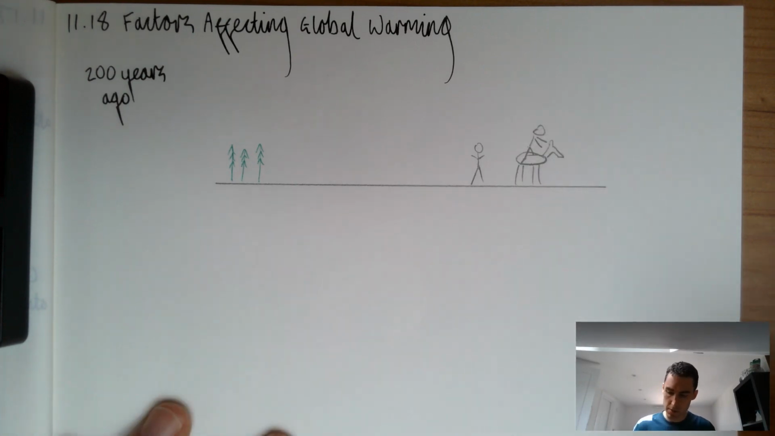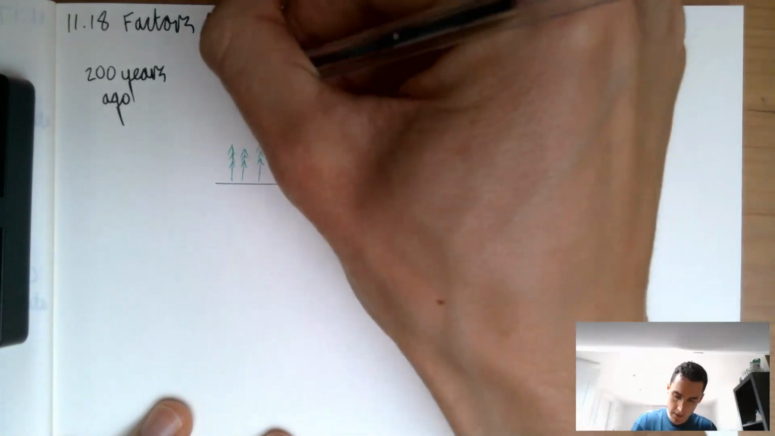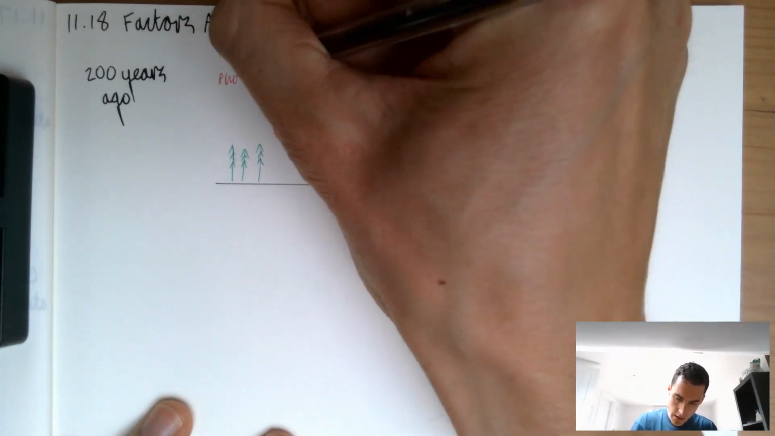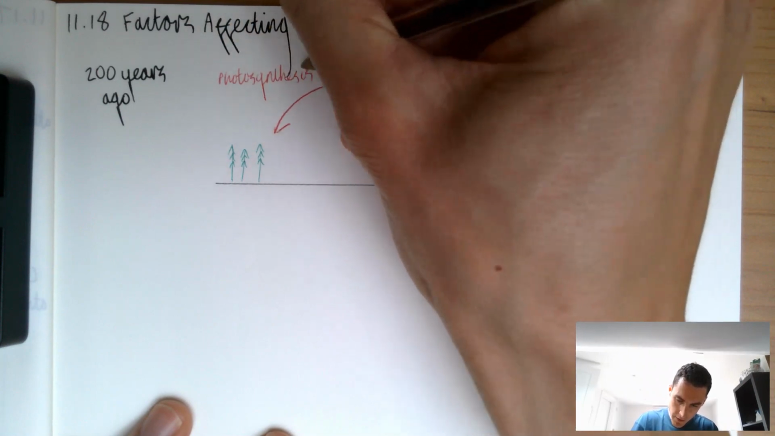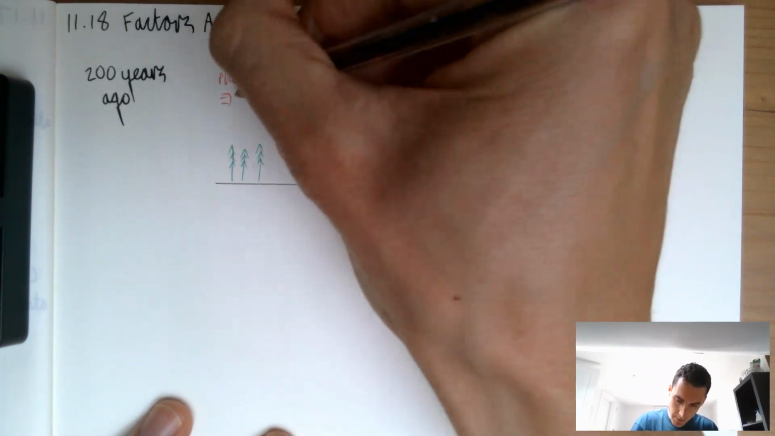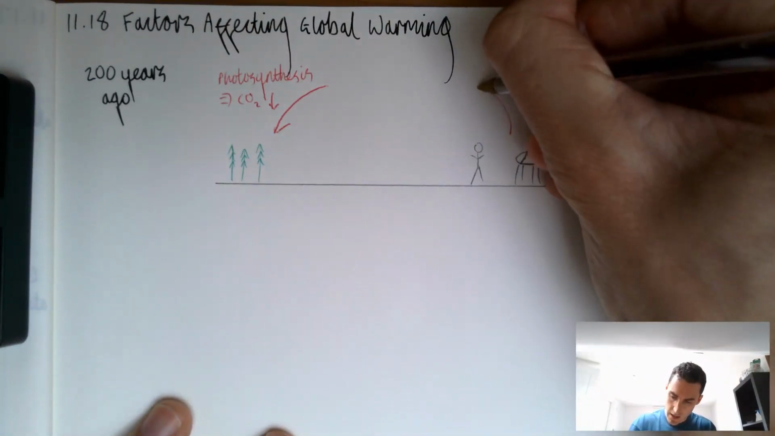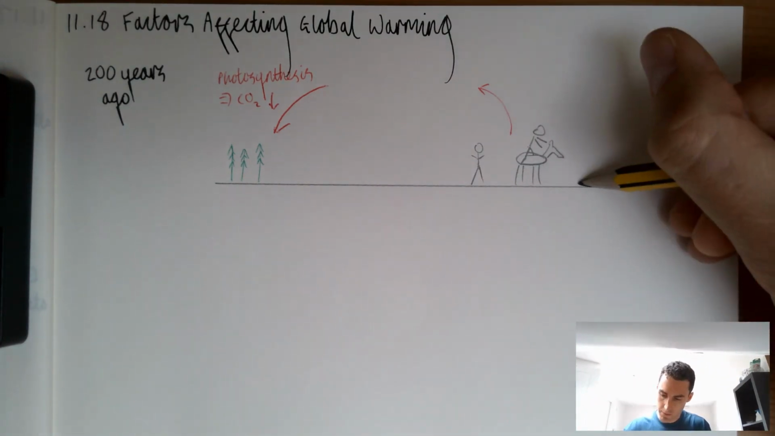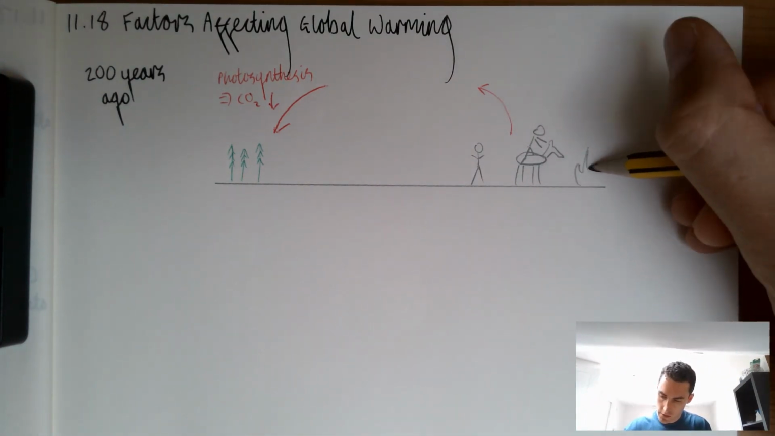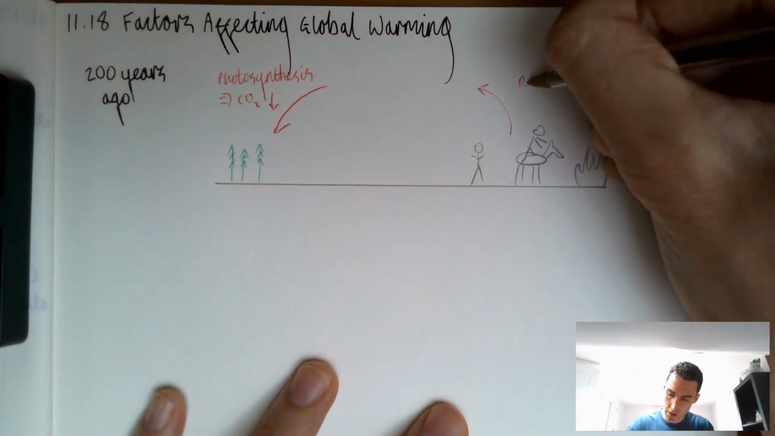So we've got this balance between photosynthesis, which is happening here. I'll put photosynthesis is removing carbon from the atmosphere, so I'll put CO2 decreases. And here, respiration, and maybe someone's made a campfire or something. Let's draw something like this. But we've got respiration and combustion.